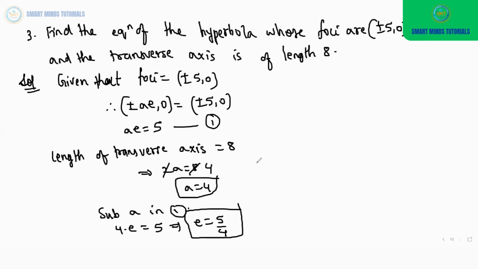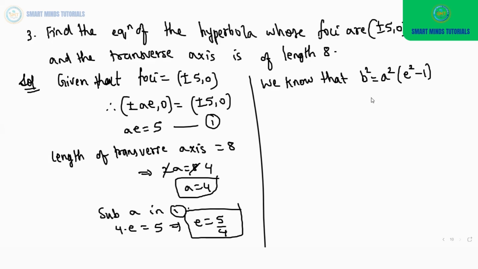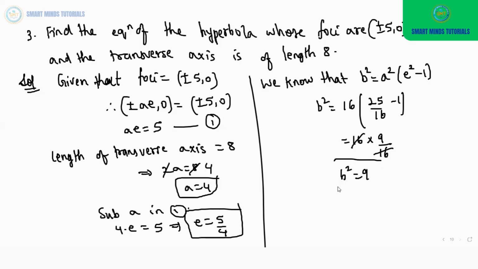We got e now. To find b, we need to apply the condition. What condition do we know for hyperbola? b square is equal to a square into e square minus 1. Is it e square minus 1? Yeah. So b square is equal to a square is 16, e square is 25 by 16 minus 1. 25 by 16 minus 1 is 9 by 16. If I take LCM, 16 cancels, b square is 9.